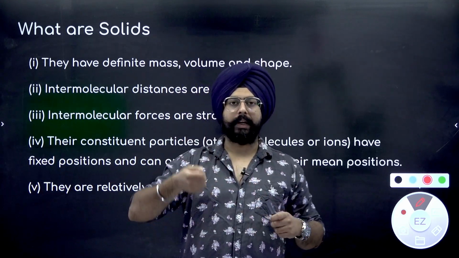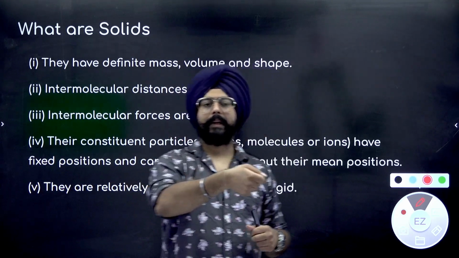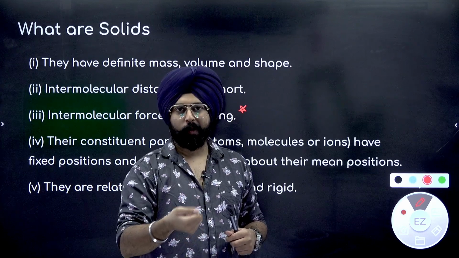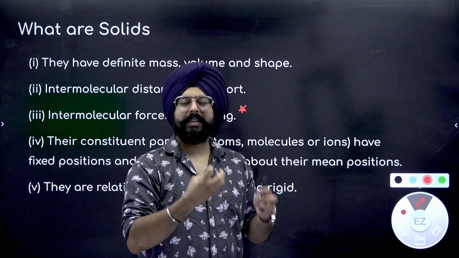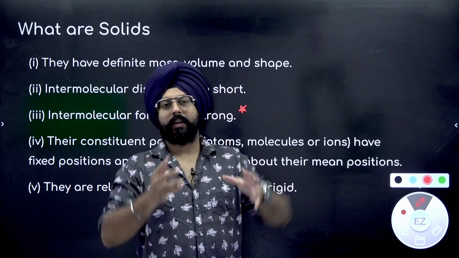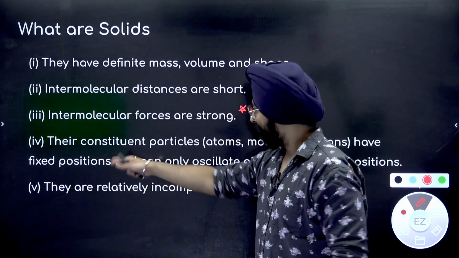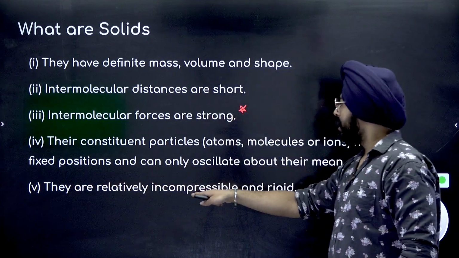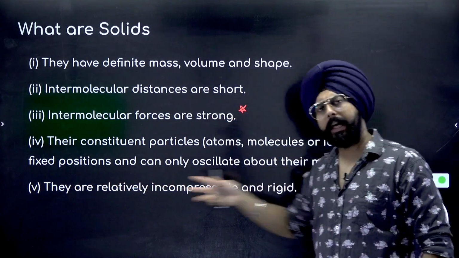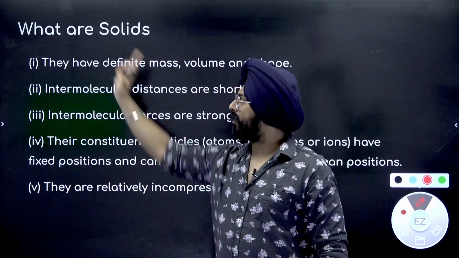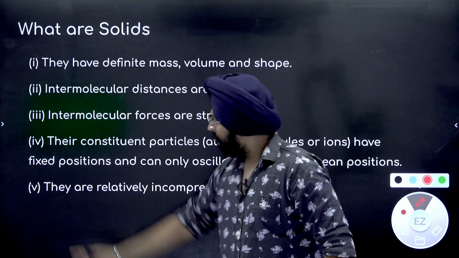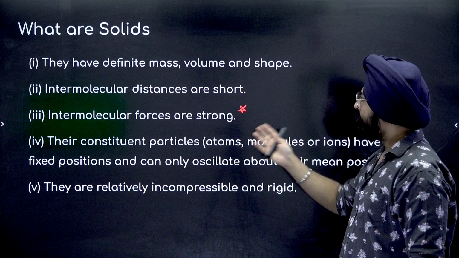For example, if you heat up a cooker or a pan in your kitchen, right? What happens is the molecules inside that solid are oscillating a lot. Does the pan turn into liquid? No. Okay? They are relatively incompressible and rigid, again compared to liquids and gases as we discussed in the first point. Now coming to the third point once again, intermolecular forces are strong.